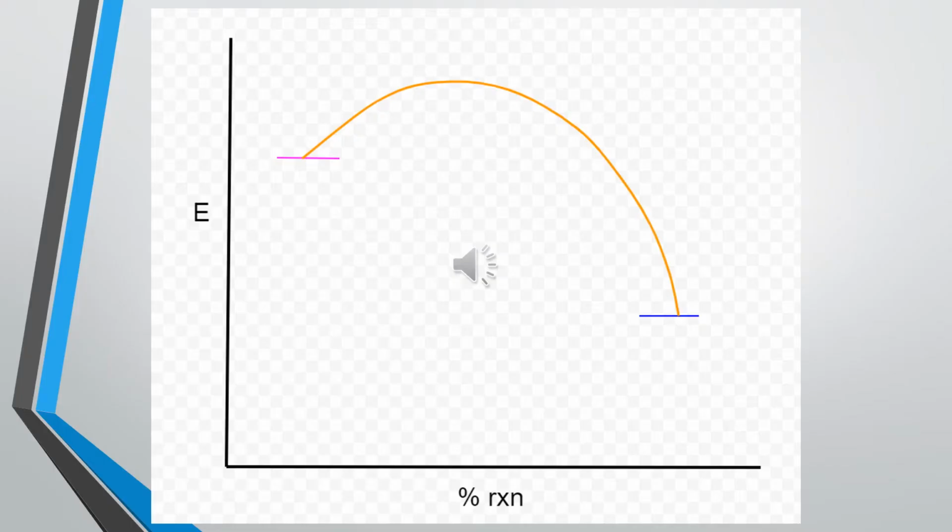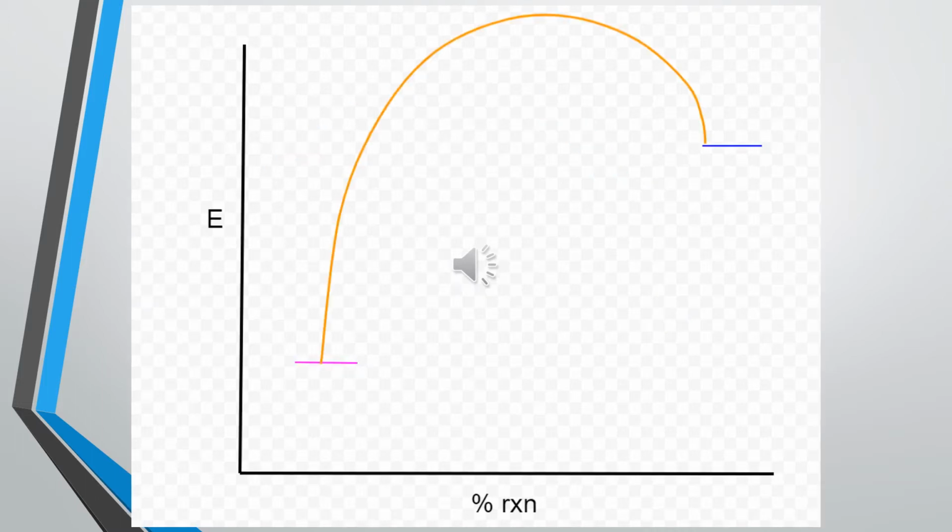So take a look at this and tell me what you think this represents. What type of reaction mechanism is represented here? Is this an energetically favorable reaction or an unfavorable reaction? And why? Is it a fast reaction? Is it a slow reaction? And why? What can you tell me about this?